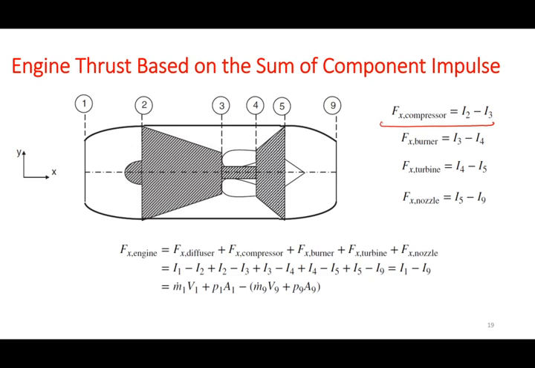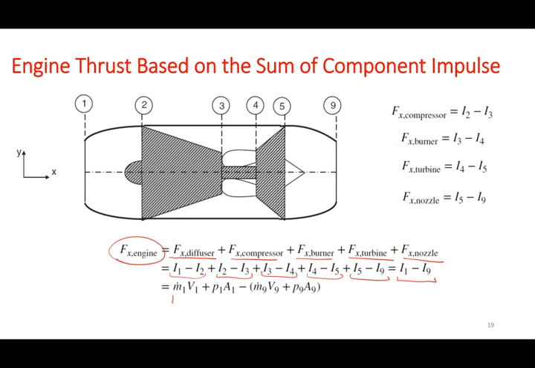So if you plug those in, we also have the diffuser stage that I have not listed here, which is I1 minus I2. So the total engine force can be modeled with the summation of all of the component forces, and then we can replace the component forces with their respective impulse differences. If you plug those in and simplify the equation a little bit, you'll get to I1 minus I9. And for this I1 minus I9, we already know how to calculate thrust. We already have the equation.